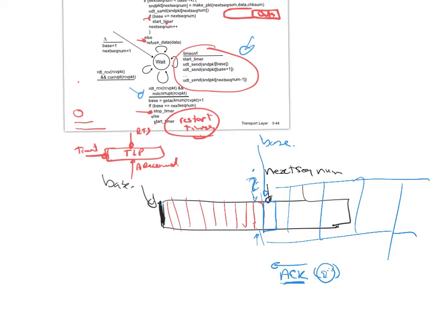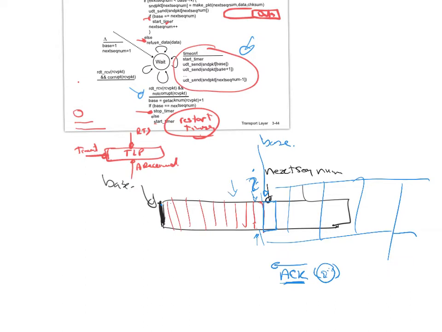Okay? So if the base happens to point to the same location as the next sequence number, this means that everything inside the window has not been sent yet. So that's why I stop the timer, because I will start it again automatically when I start to send the first segment. Clear?